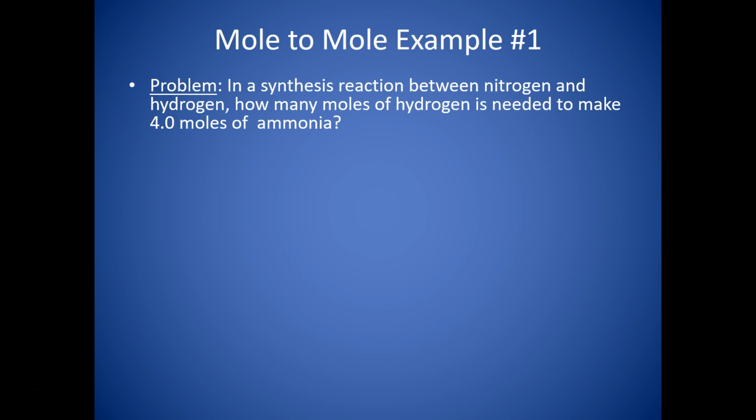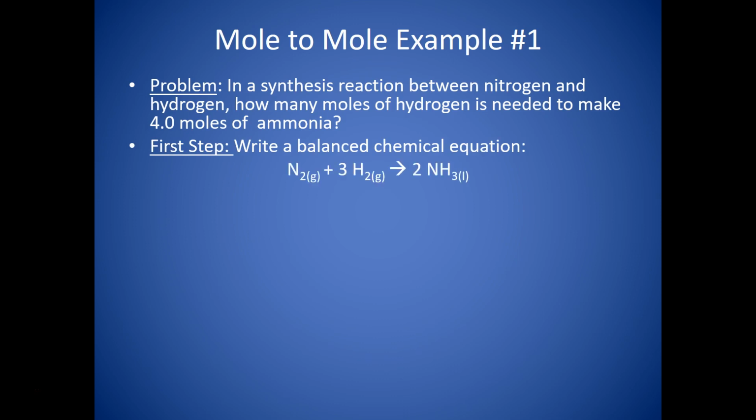Problem. In a synthesis reaction between nitrogen and hydrogen, how many moles of hydrogen are needed to make 4 moles of ammonia? So the first thing that we need to do is write out our chemical equation. So we write out N2, our nitrogen, plus H2, our hydrogen, produces ammonia, which is NH3. And when we balance it up, we need a 3 in front of the H2 and a 2 in front of the NH3. That part is review and something you should already be good with.